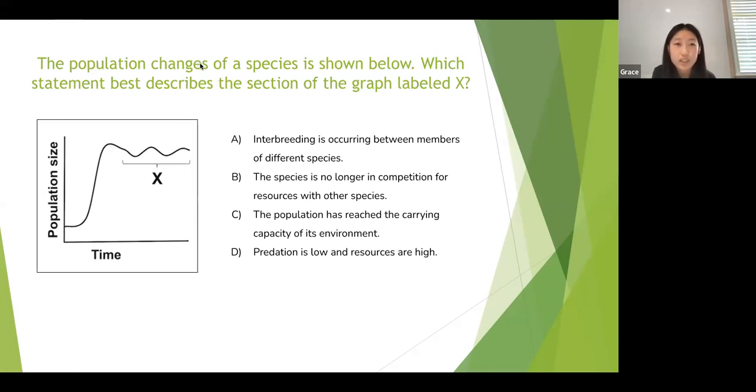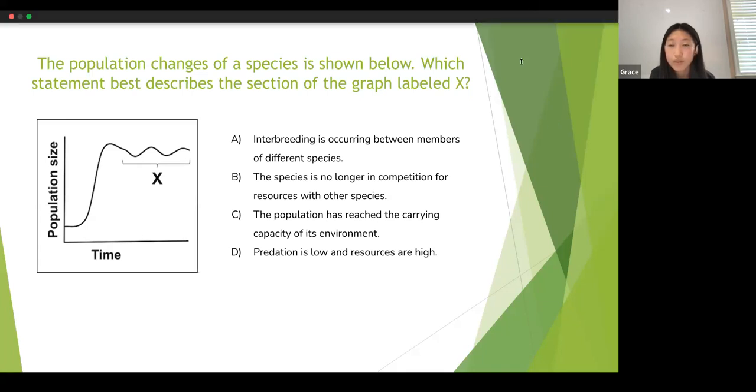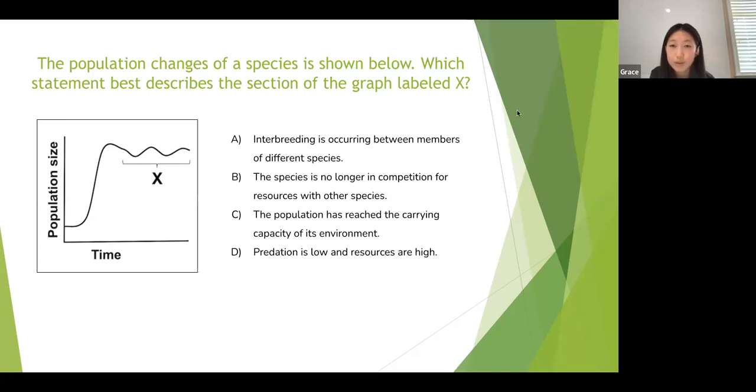The population changes of a species is shown below. Which statement best describes the section of the graph labeled X? I'm just going to ask that we don't answer this question out loud for a second, think about it and type your answer in the chat. I'll give you all maybe 2 minutes to think about this question.